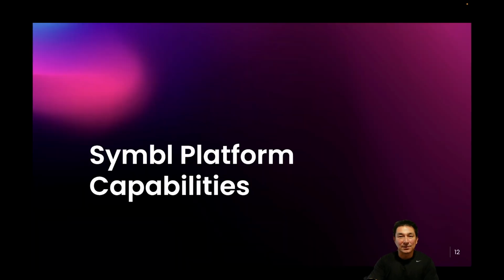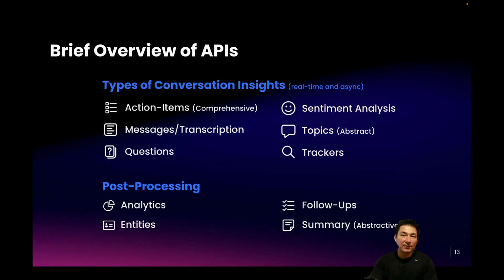So hopefully I've sold you on why conversation understanding is important. Now let's talk about the different capabilities of the Symbl platform. The Symbl platform offers a wide variety of conversation analytics. I've listed a few of them here. Some include transcription, dynamic topics, sentiment analysis, trackers, entity detection, abstractive summarization, and so on.